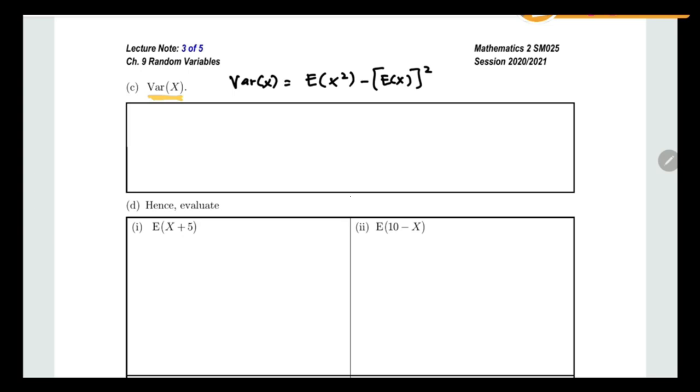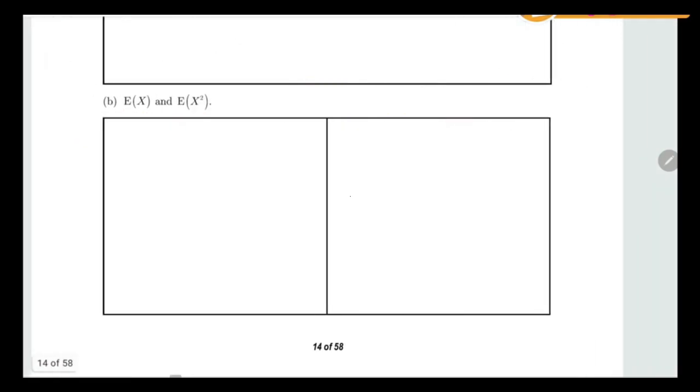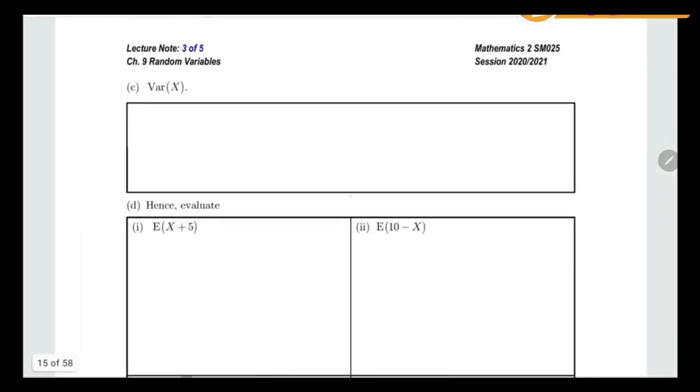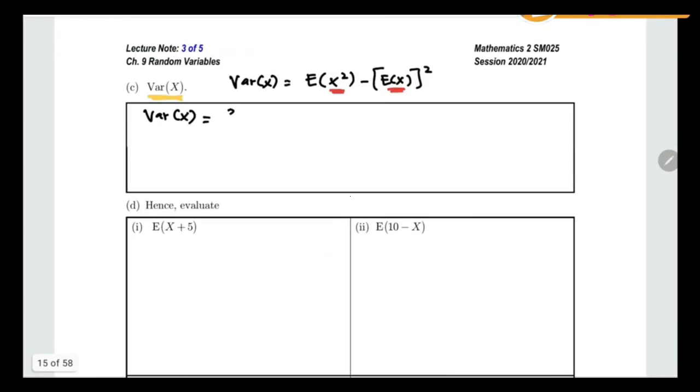Since we have found the value of the expected value of x squared and also the expected value of x from the previous part, which is part B, we are just going to substitute into the formula. So the variance of x is equal to the expected value of x squared, which is 32 over 3, minus 16 over 5, since we have the square outside here. So we have to square this one, and then calculate. At the end, you will get 32 over 75.